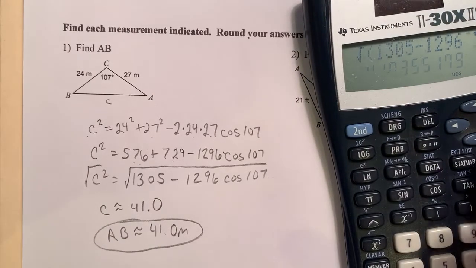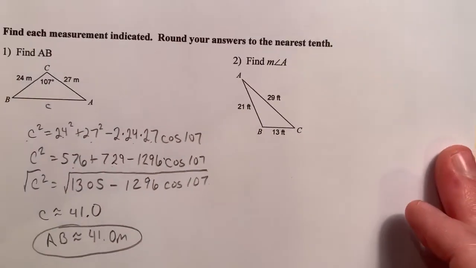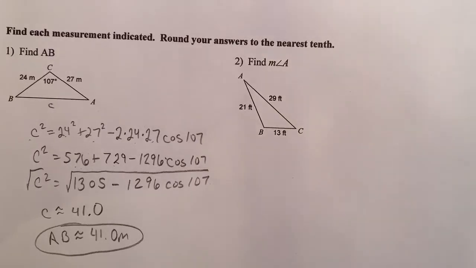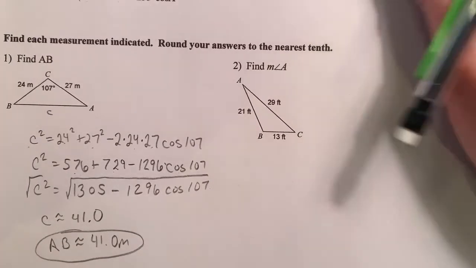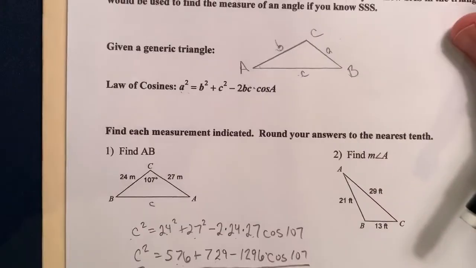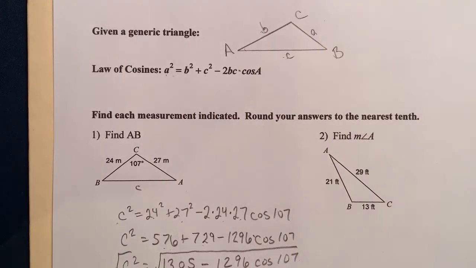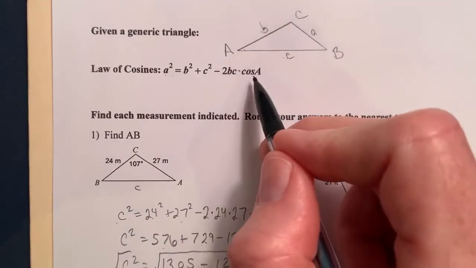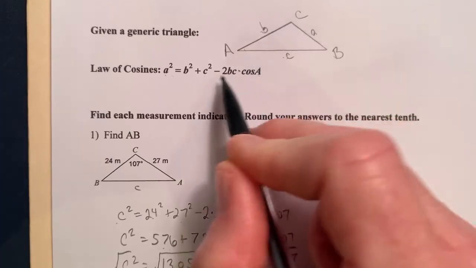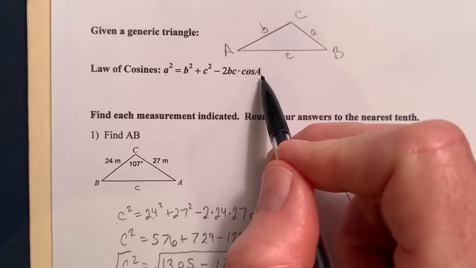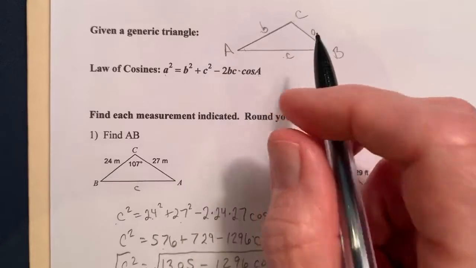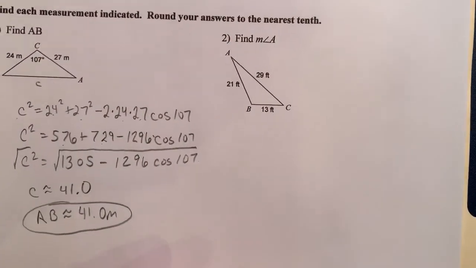Now, a little bit tougher to find the measure of an angle. Again, we're still going to use that same formula. But my unknown, when I write my equation, is going to be here. All right, so all these will have numbers, and then at the very end, I'll have to solve for A in order to get the answer. So here we go.